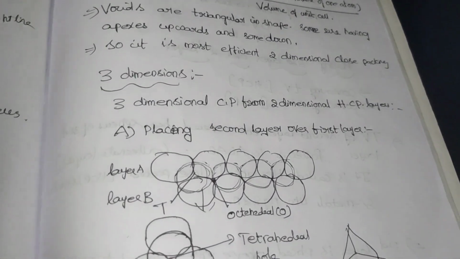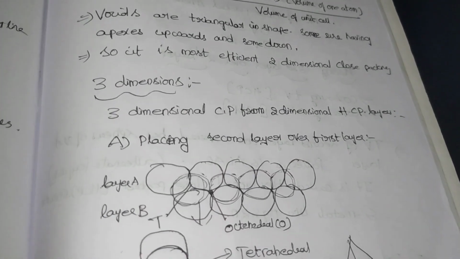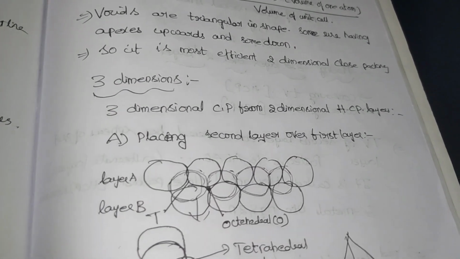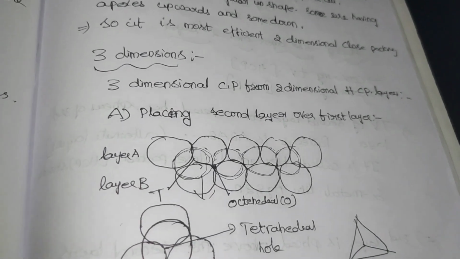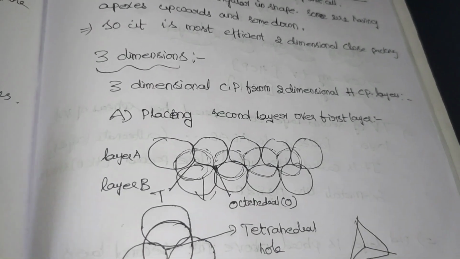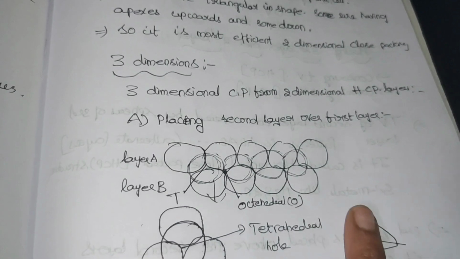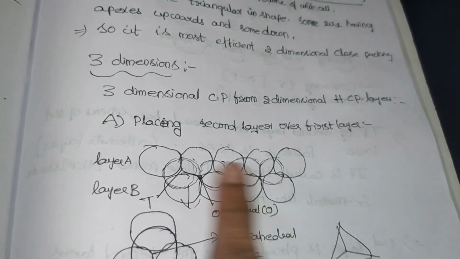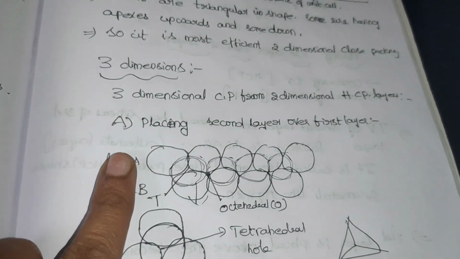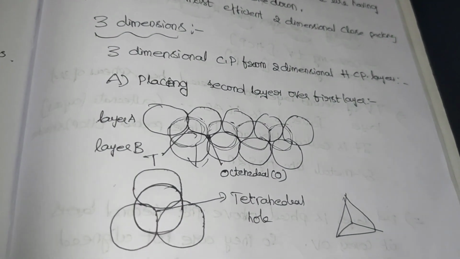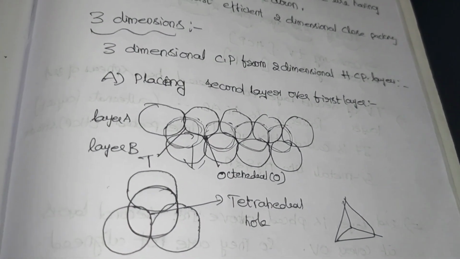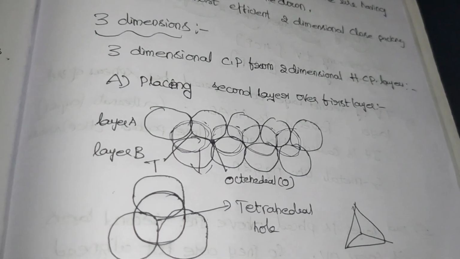Next is 3-dimensional close packing. From 2-dimensional hexagonal packed layers, we are making 3-dimensional. So by placing a second layer over the first layer, layer A and layer B, they will form 2 types of holes here: tetrahedral hole and octahedral hole. We'll see what is tetrahedral and what is octahedral.